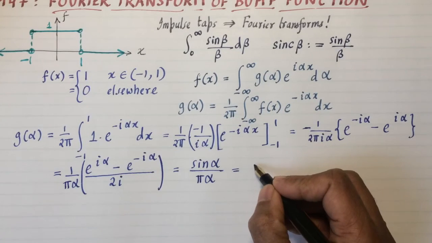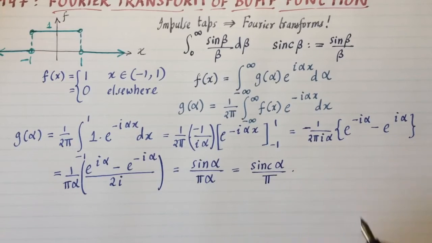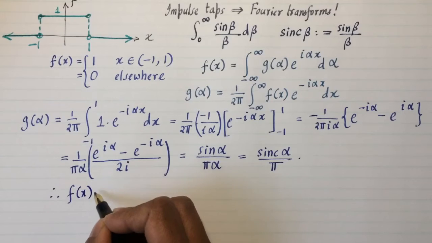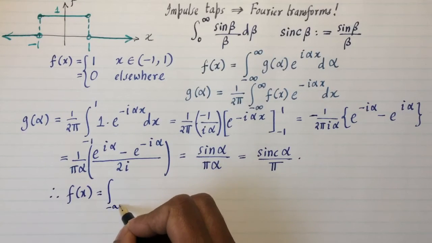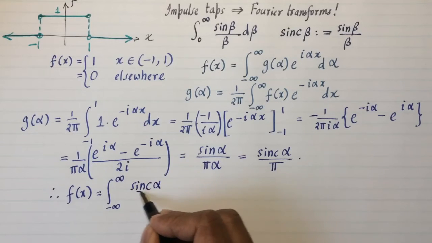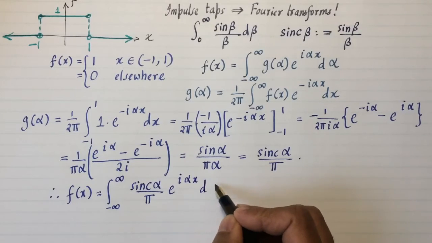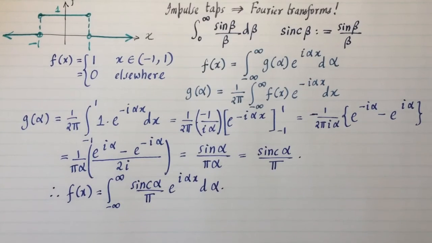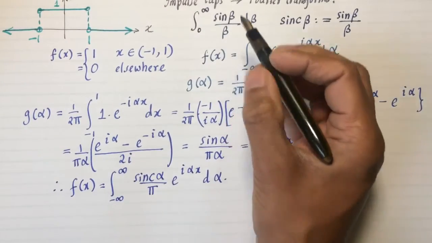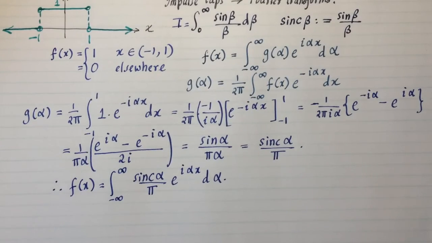Or if you want to use the newly minted Sinc function, it's Sinc alpha over pi. Therefore, we can expand our function f of x in an infinite series as follows. It is Sinc alpha over pi e to the I alpha x d alpha. Finished. We have finished this problem. But our aim is to still integrate that integral, which I'll call I, which is the Sinc or the Fresnel integral.